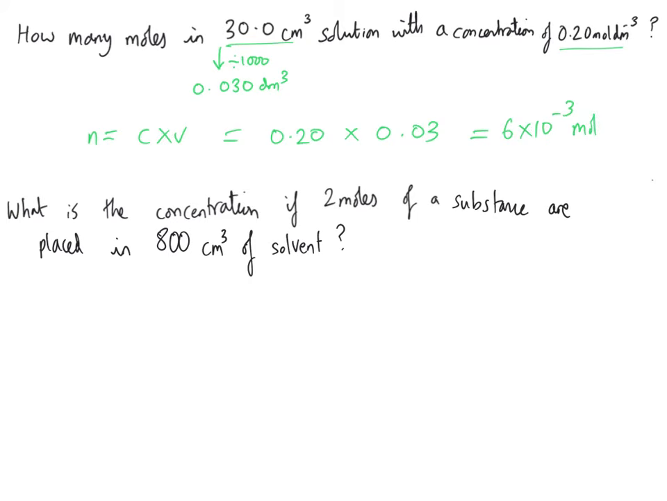Then in the second question, what is the concentration if 2 moles are placed in 800 cubic centimetres of solvent? So again, the first thing we need to do is turn that into dm cubed, divide that by 1000, and we get 0.8 on there. Moles is exactly the same. So N equals C times by V, so therefore C equals N divided by V, so we need to do 2 divided by 0.8, and that gives us an answer of 2.5 moles per cubic decimetre.